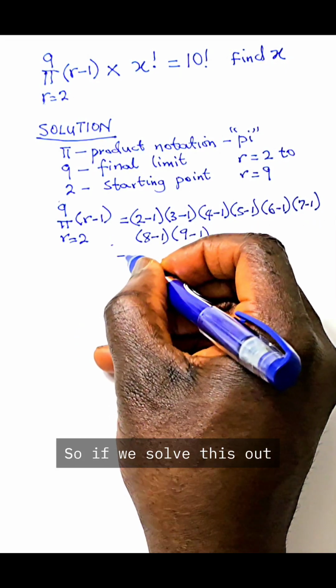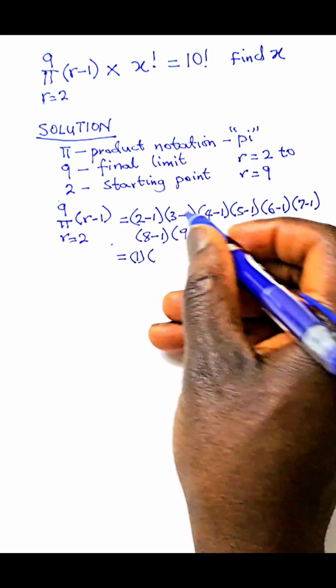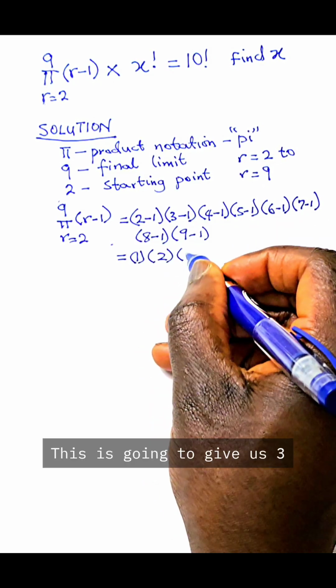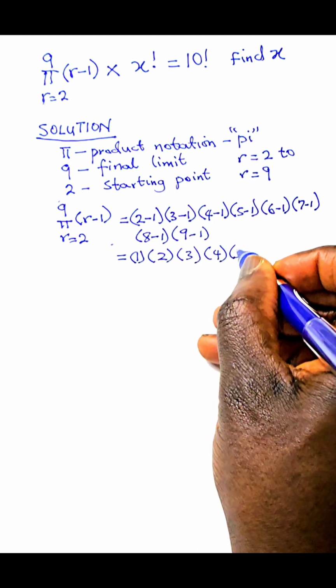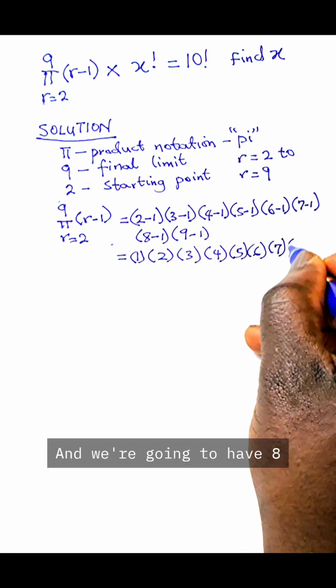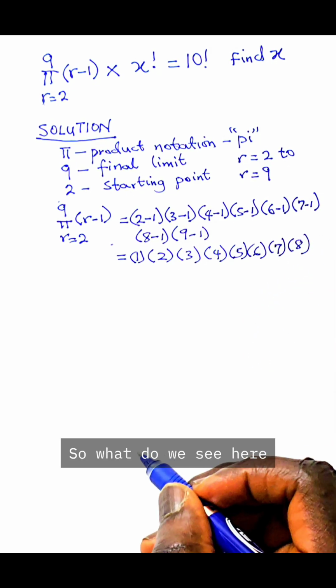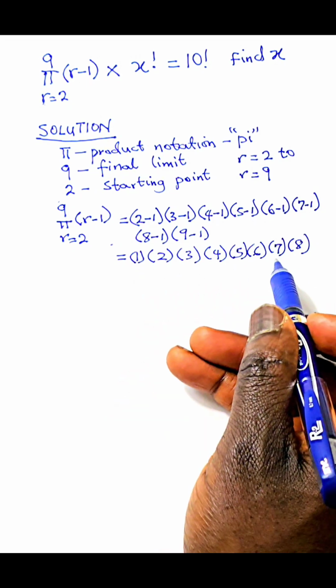So if we solve this out, what are we going to have? 2 minus 1 is 1, and this is 2. This is going to give us 3, this is going to give us 4, this is going to be 5, and we're going to have 6, 7, and 8. So what do we see here? It means that we are multiplying 1 to 8.